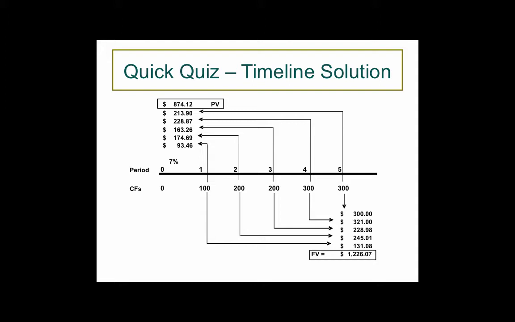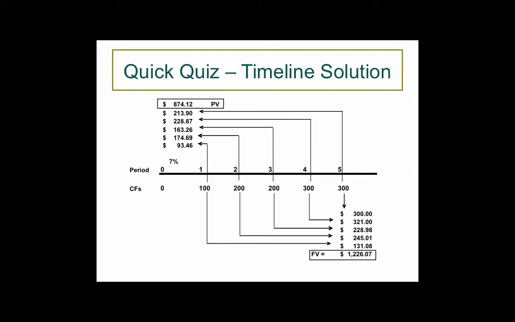This timeline solution here shows you, when the arrows are going forward, what it would be like in the future value in year 5, or with the arrows going backwards what the present value is, and obviously the present value is going to be much smaller than the future value.